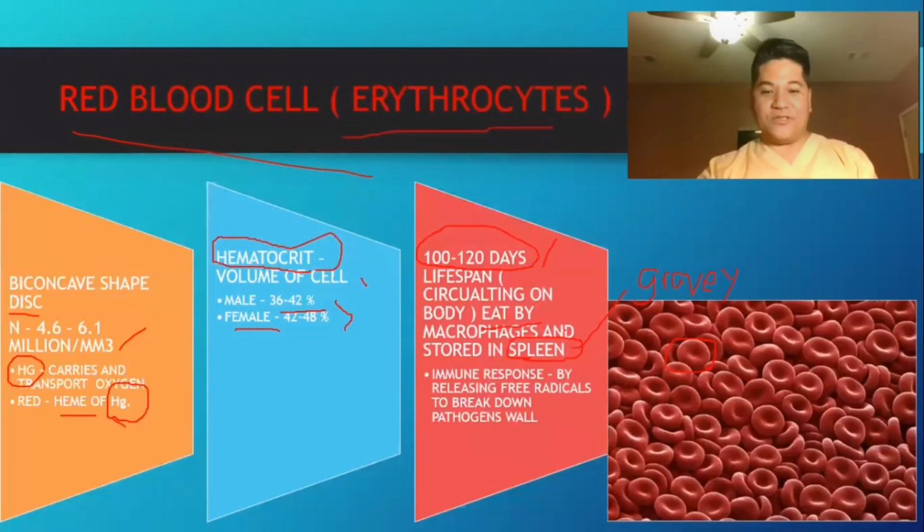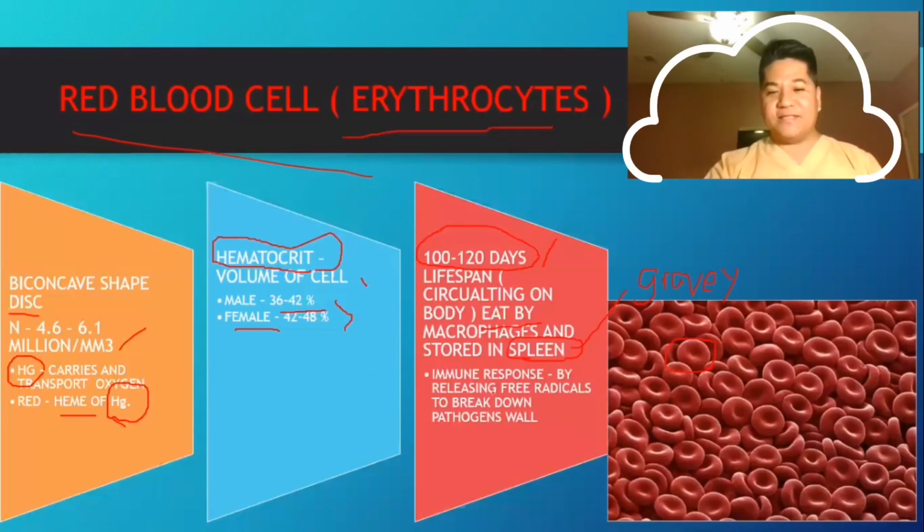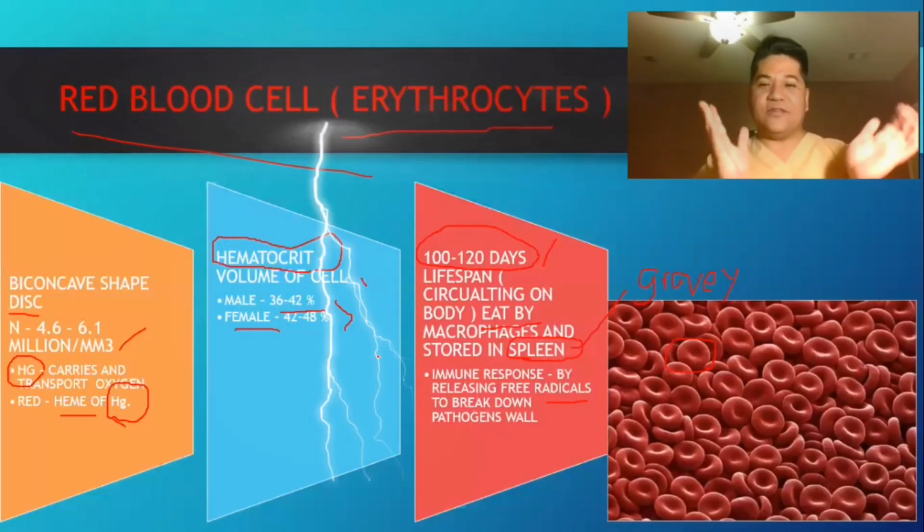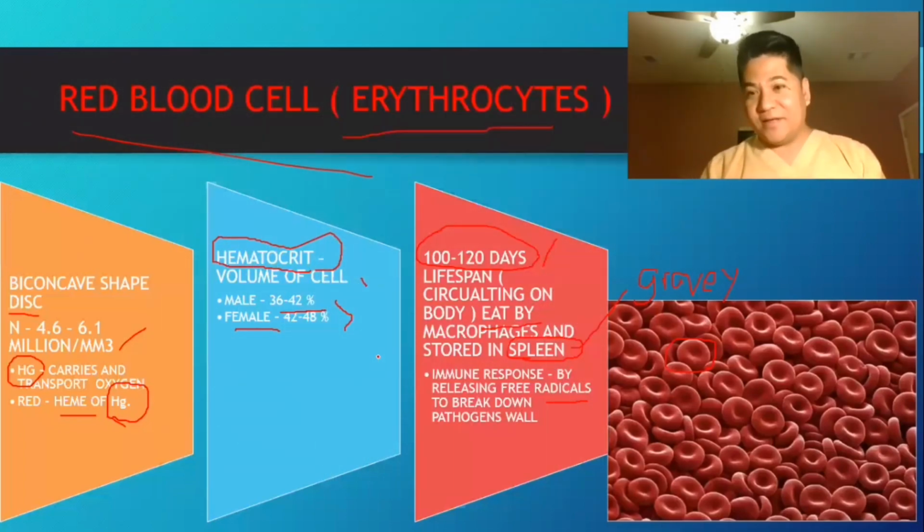Okay, so that's some portion. Now, another function of red blood cells is for immune response as well, aside from your WBC. They release free radicals to break down the pathogens' wall. So when the wall of the pathogens is broken down, the WBC can easily enter and fight and eat those viruses. That's why it also works like the antibiotics. If the bacteria's wall is destroyed, they can easily destroy the bacteria. So that's how it works with antibiotics too. Remember that. So that's for your red blood cell.